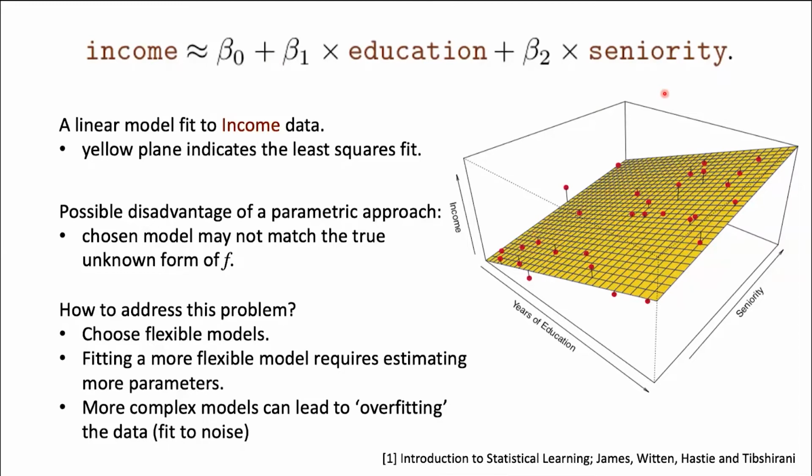Select a polynomial model instead of a linear model. Now, excellent. That's a great answer. Great. So you can add beta 3 times education squared, right? Or education cubed, and then add a beta 4 times seniority squared and so on. Excellent. That's a great answer. Okay, so that's what you can do.